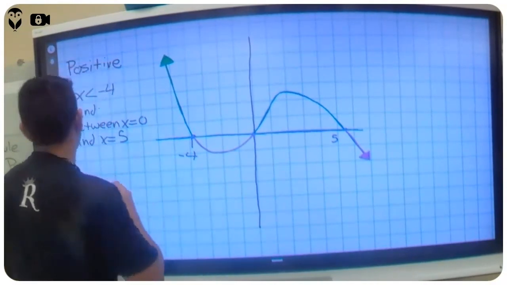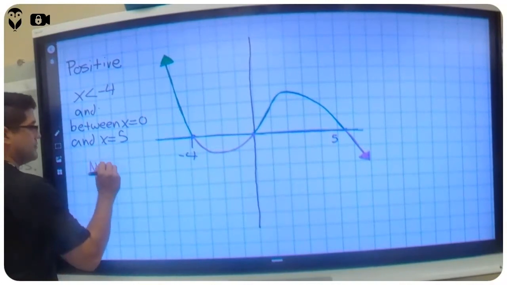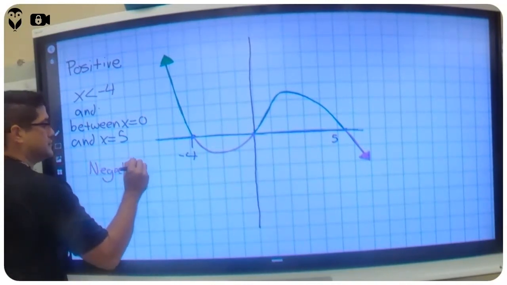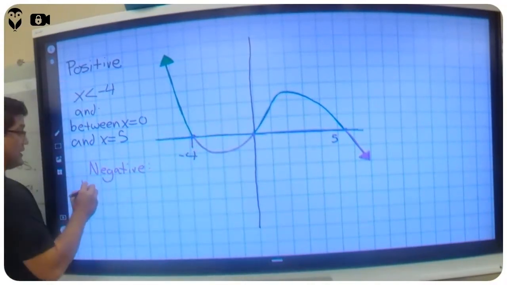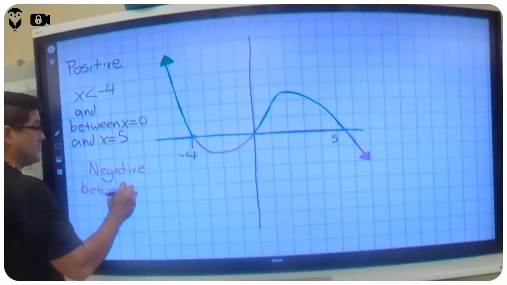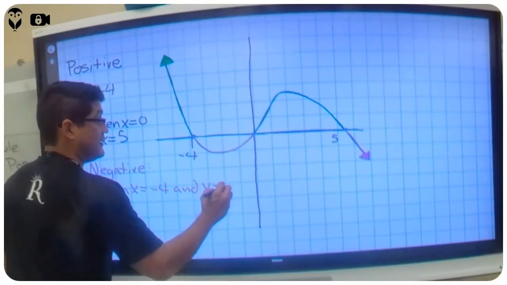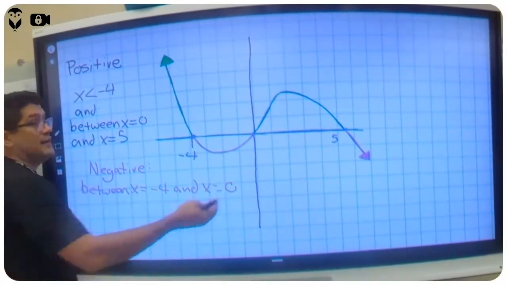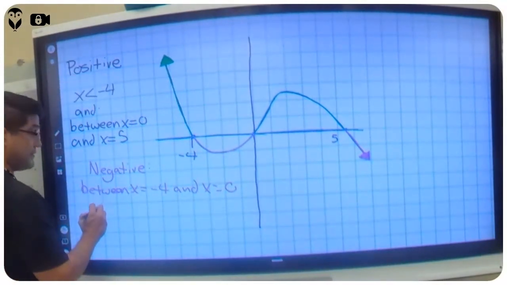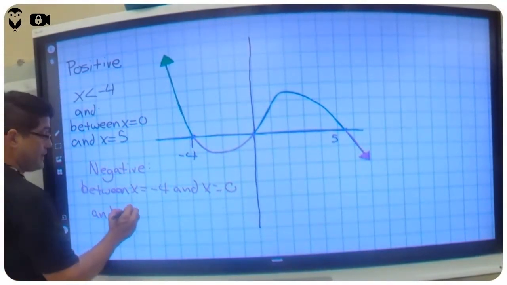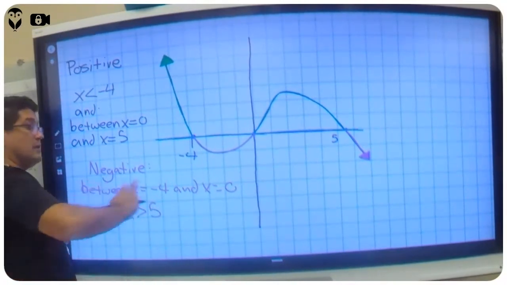And when is it negative? Let's describe when it's negative. Okay, so negative. It's negative from -4 to 0, so between X equals -4 and X equals 0. Where else is it negative? Well, anything to the right of 5 is also negative. Okay, so when X is greater than 5, it also is negative.